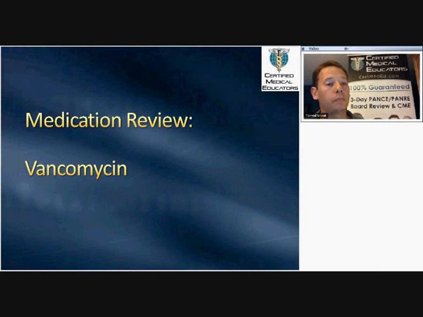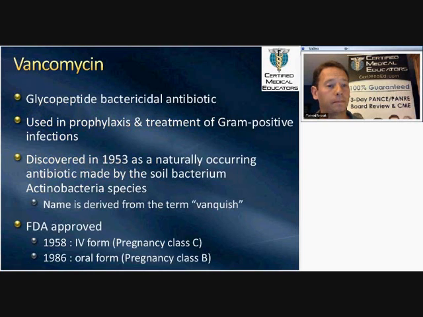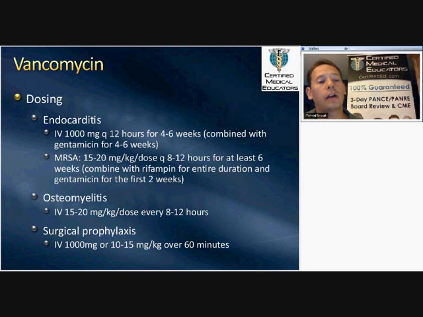Next, we're going to talk about 2 medication reviews, the first one being vancomycin. Vancomycin is a bactericidal antibiotic, as Dr. Sarton had mentioned earlier. Specifically, it is in a class known as the glycopeptides. This is a medicine used for gram-positive infections, and I'll talk a little bit more about this in a moment. In the early 50s, it was discovered that a soil bacterium known as actinobacteria actually makes vancomycin naturally to fight off other bacteria.